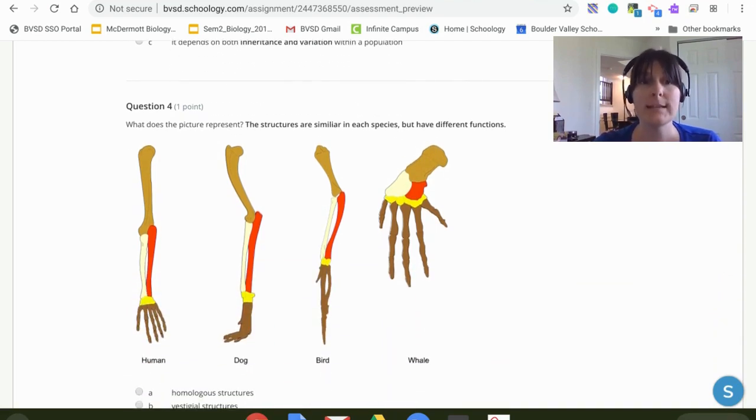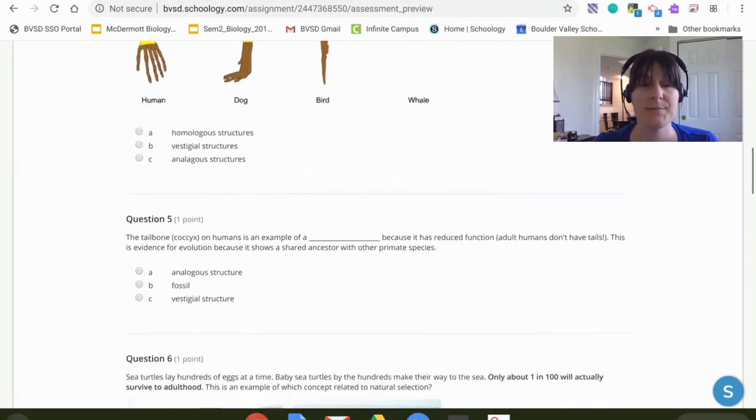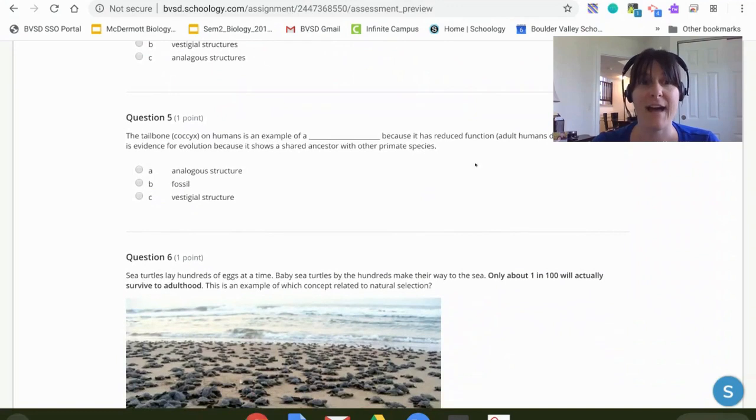Question 4. What does the picture represent? The structures are similar in each species but have different functions. A. Homologous structures. B. Vestigial structures. C. Analogous structures.